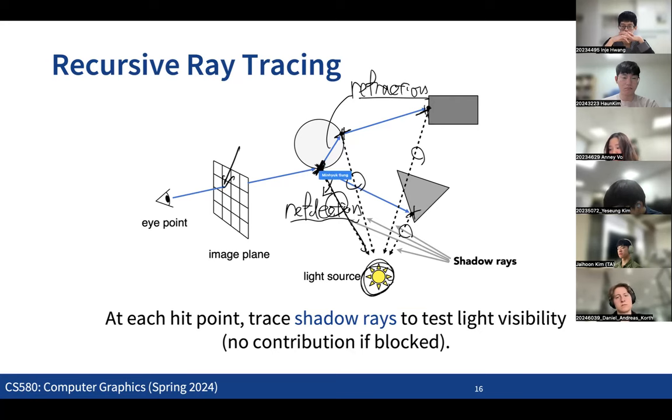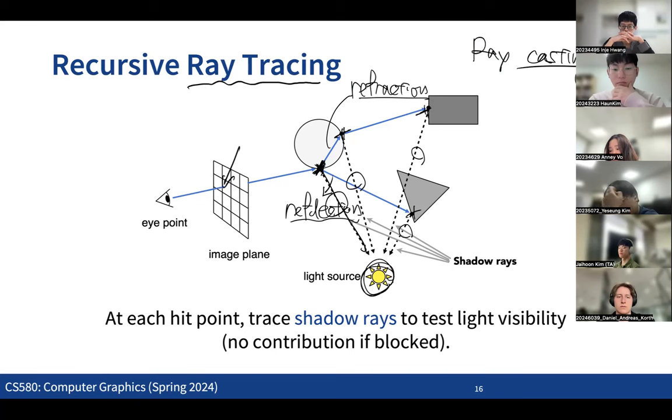So this iterative process of tracing all these paths of the rays is called ray tracing. The difference with ray casting is that in ray casting we only care about the first intersection point. And at that first intersection point, we determine the color information by shooting a ray to the light source, which is called the shadow ray.